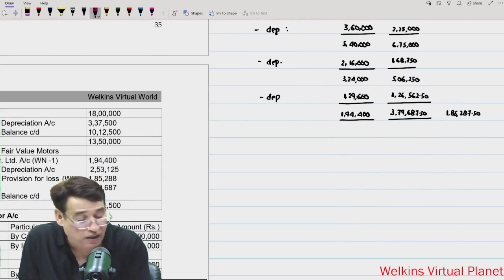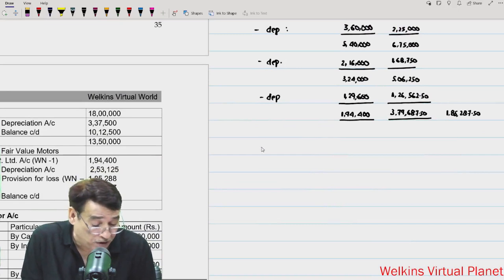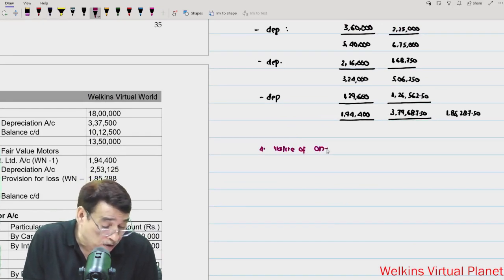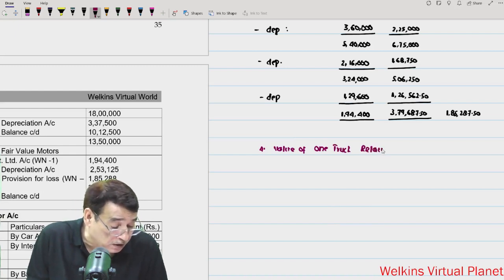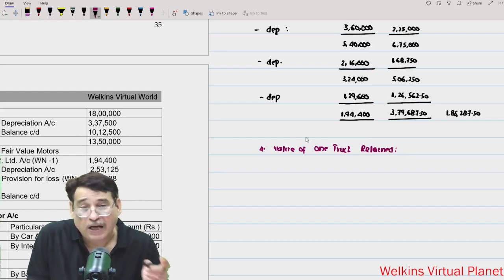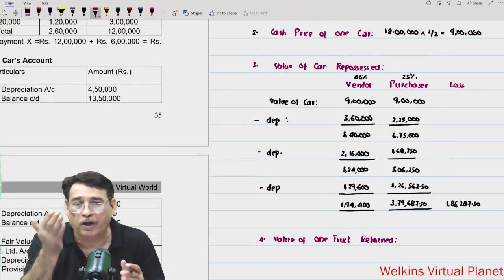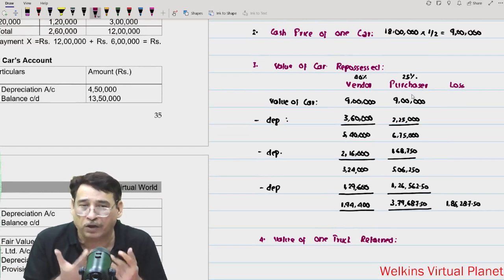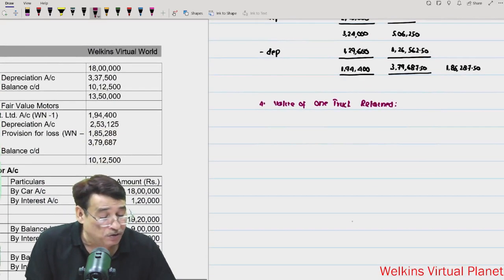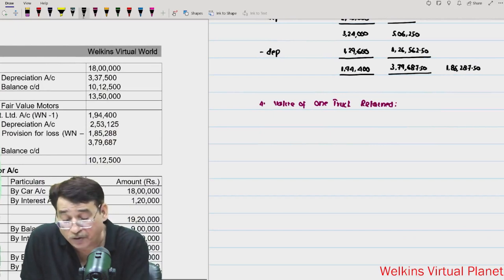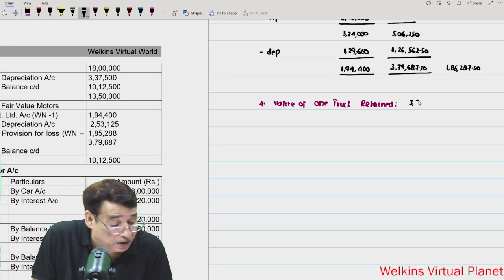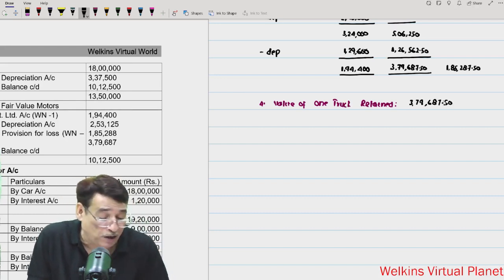Just for the sake of writing, actually I am writing, otherwise there is no need. Fourth, value of one truck retained. Value of one truck retained means this truck is still in the hands of buyer. Buyer is having one truck. Now see here, we have already done the calculation for one truck, because if we are going to compute the value of one truck with us, first of all, we are going to write the value of the truck 9 lakh and apply 25% depreciation. So we will get this value. That is the point I am trying to tell you, correct? So the truck which is in our hand, its value is 379687.50. Is it clear to you? You need not write it again.